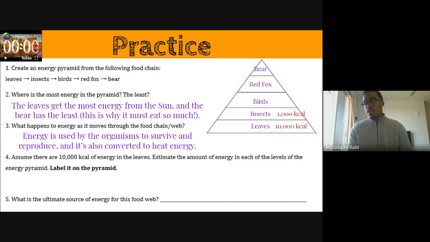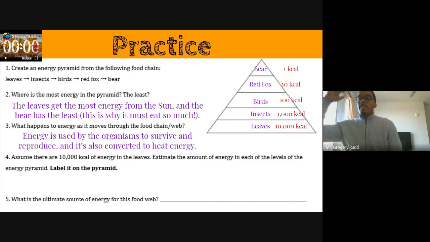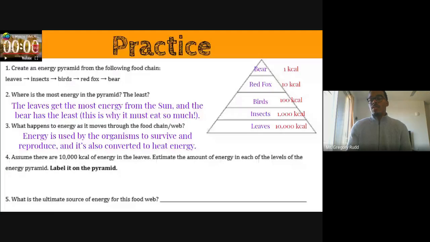100. 100. Then what? 10. 1. And only 1. Good. So we can see how the amount of energy is drastically decreased as we move up the pyramid. And then our last question, what is the ultimate source of energy for this food web?